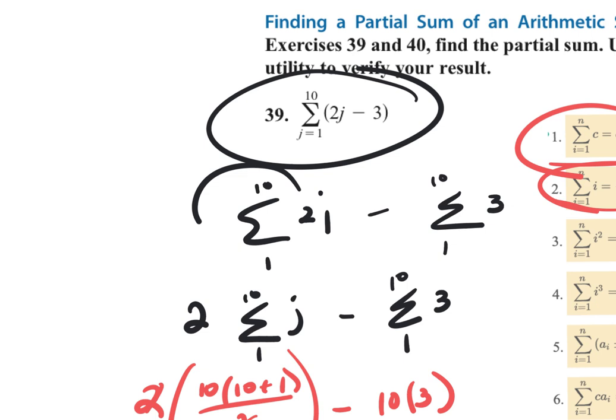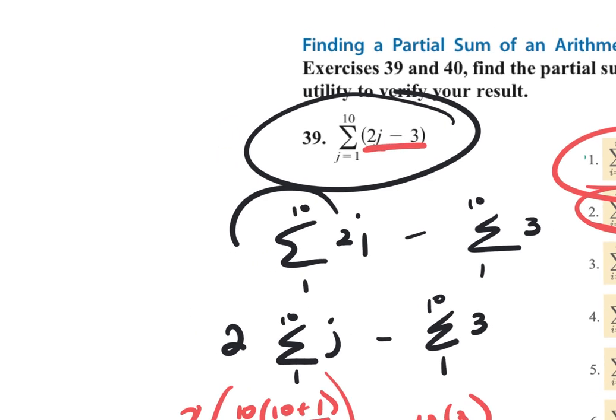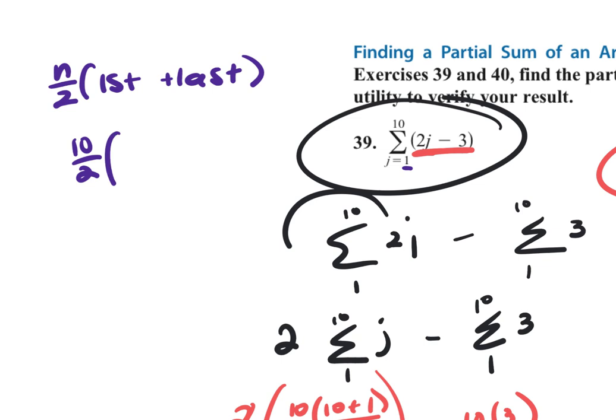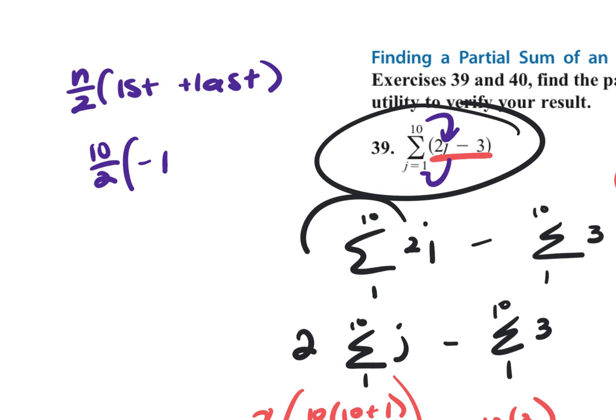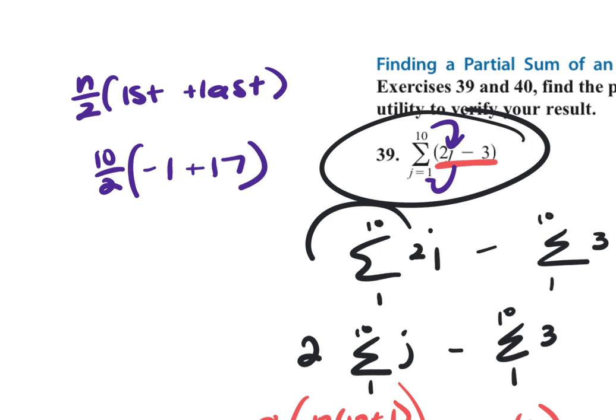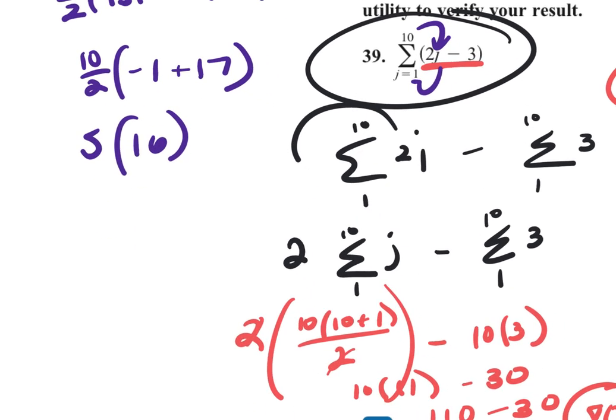Or this, and I think this is the better way to do it, this is a partial sum of an arithmetic sequence. How do you know it's arithmetic? There's no exponent on a variable, right? It's just j to the first. So I know it's arithmetic, and the formula for arithmetic is n over 2 times first plus last. So number of terms, the bottom's 1, so there are 10 terms. First one I would plug in 1, I'd get 2 minus 3, which is negative 1. Last one I'd plug in 10, I'd get 20 minus 3, which is positive 17. So I'd get 5 times 16, which is 80.